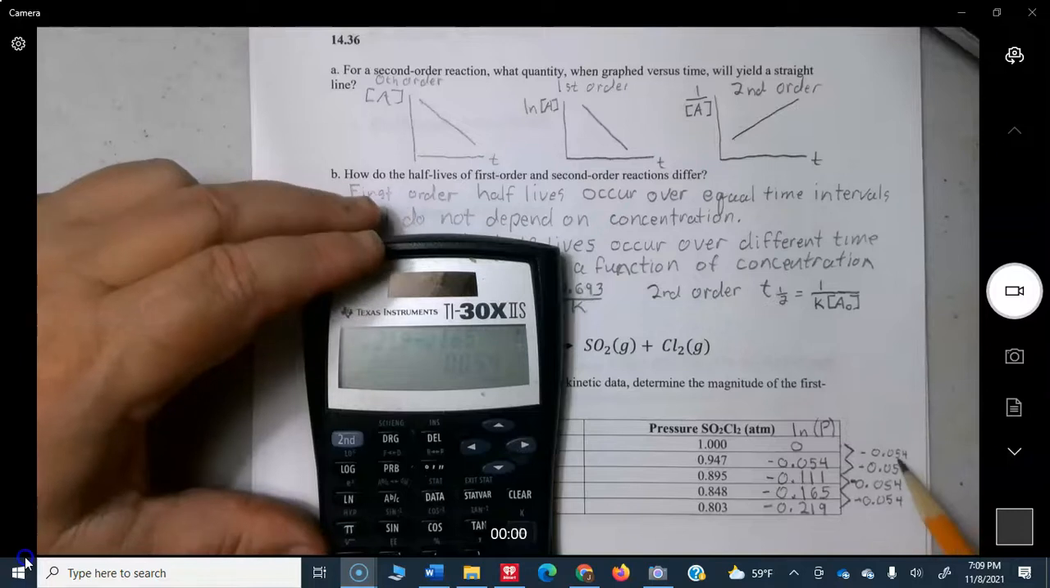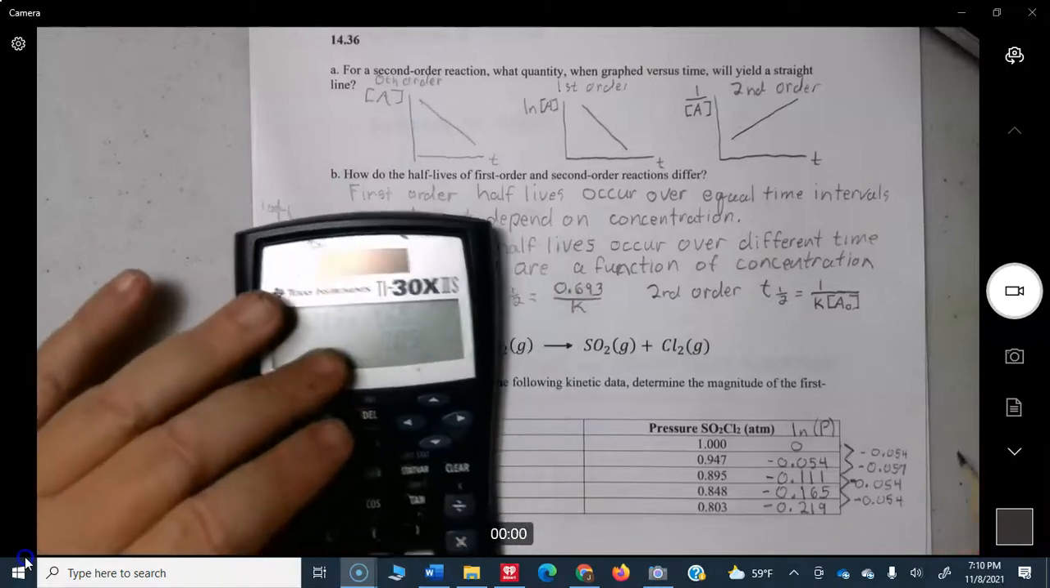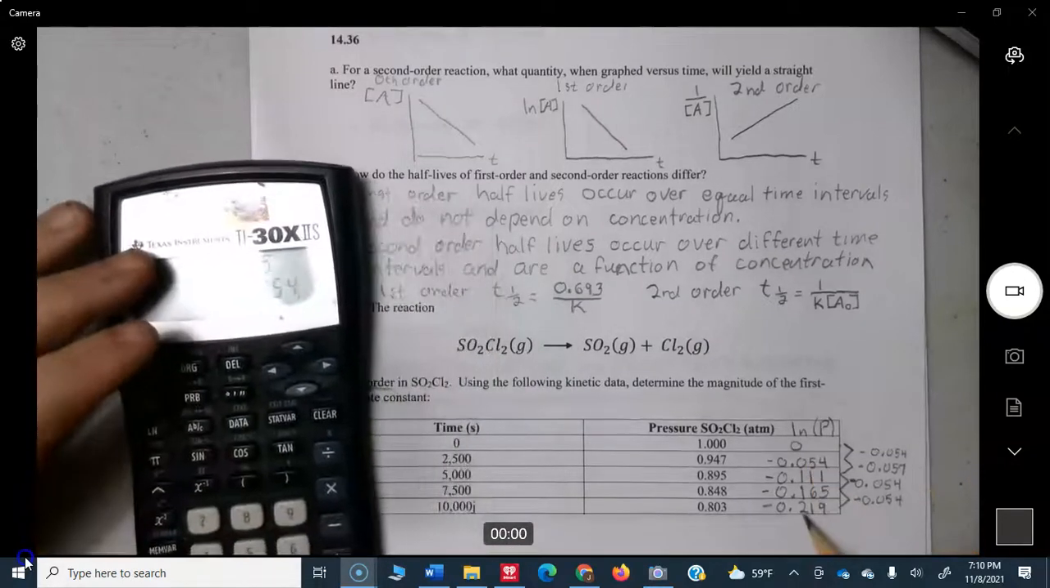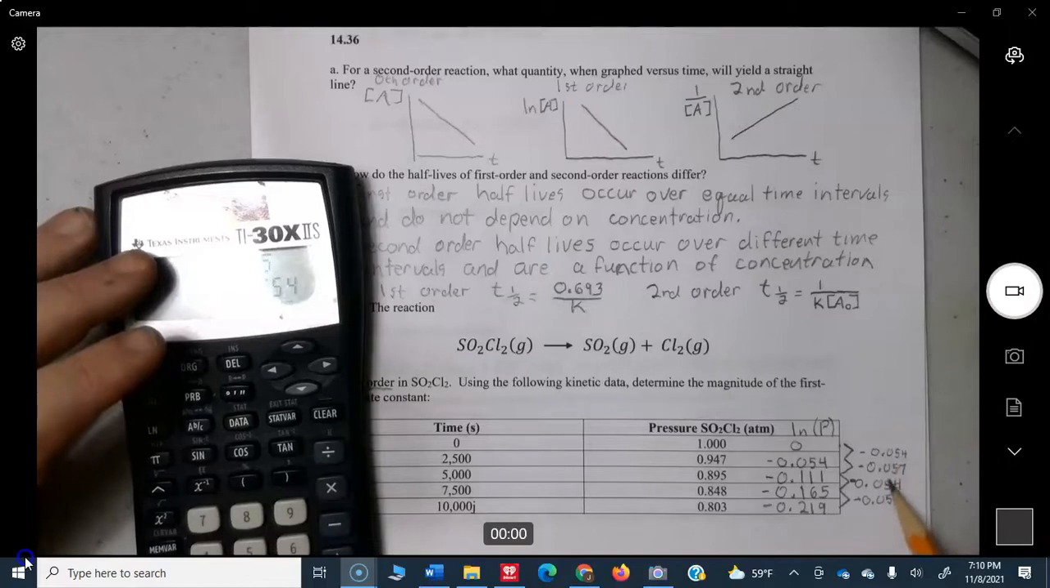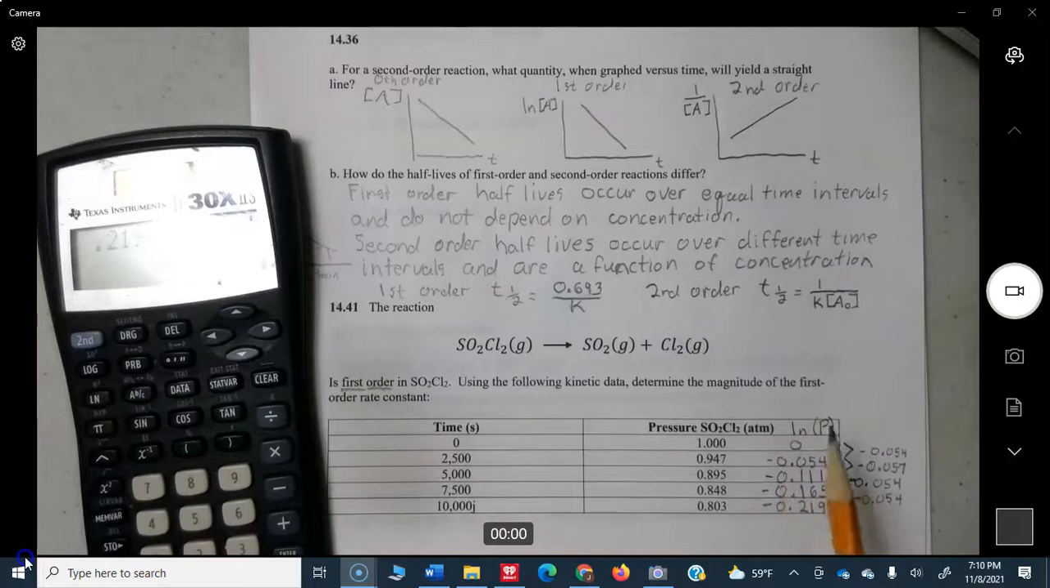So the difference here is... You can see, with just one little exception, everything's about 0.054. That one's a little bit off, but that'll happen in the real world. It won't be exact. So that means when you take the natural log, you get a straight line. All the differences are the same, and that means you're going to get a straight line.